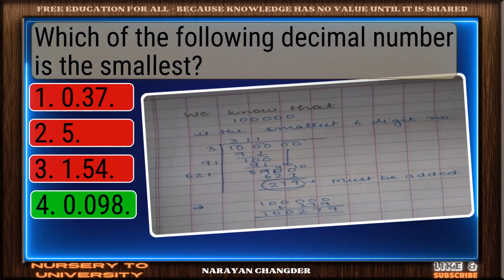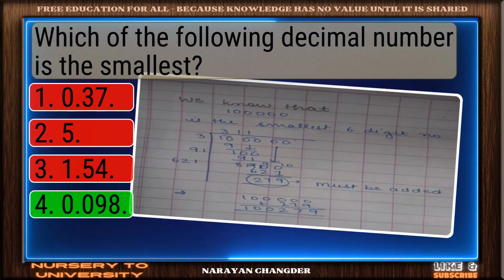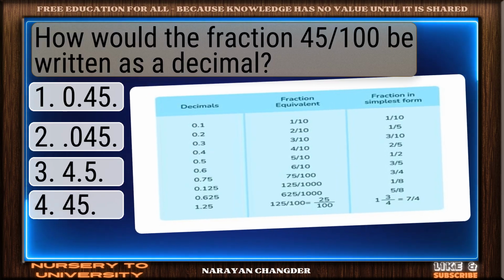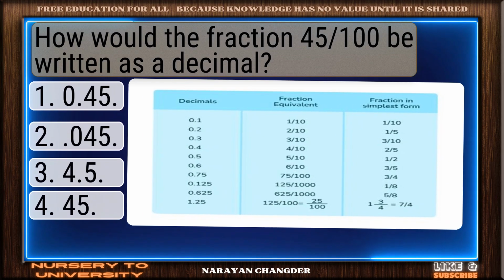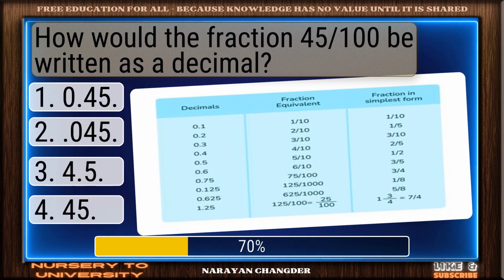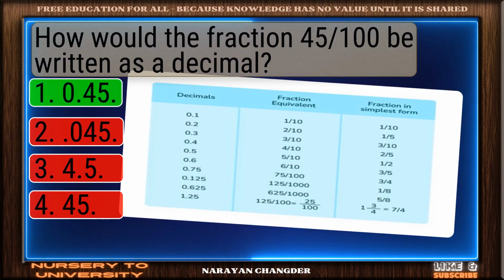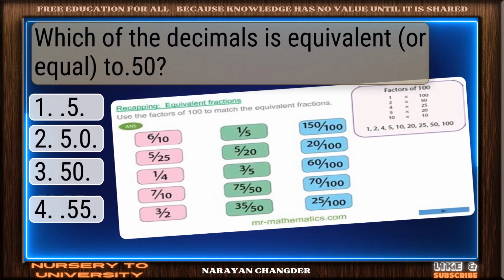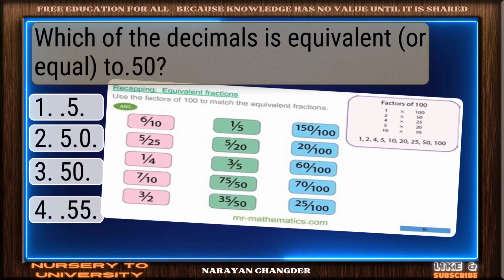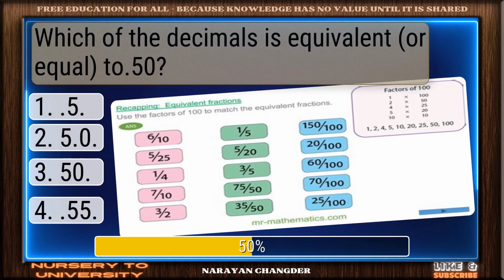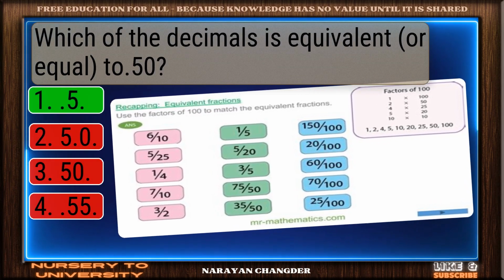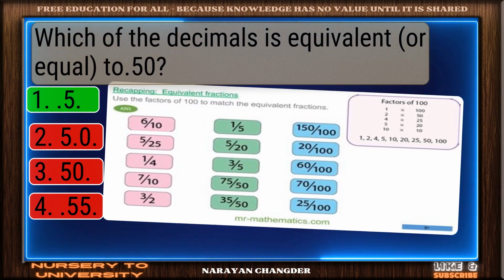Good job. Your answer, 0.098, works well here. How would the fraction 4/5/100 be written as a decimal? You got it. Your choice 0.45 is right. Which of the decimals is equivalent to 50? Great job. 0.5 is the accurate answer.